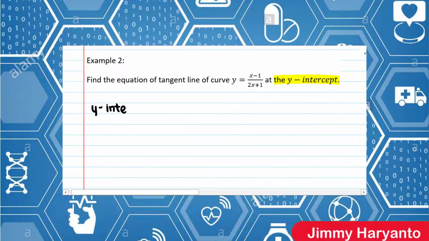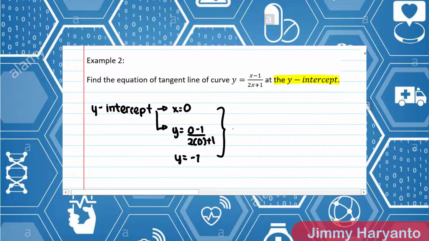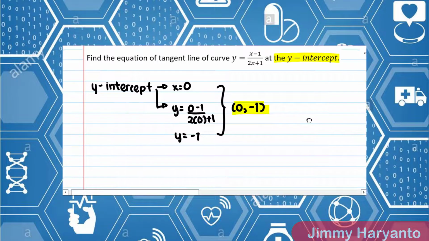Y-intercept means x equals 0. In mathematics, when you want to calculate the y-intercept, the condition is the same for all curves. So the condition is x equals 0 if you want to find the y-intercept. So x equals 0, and then find the value of y. Y equals 0 minus 1 over 2 times 0 plus 1, so y equals negative 1. From this, you already got (0, negative 1). So this is the point, guys, the point where the tangent line needs to be found.